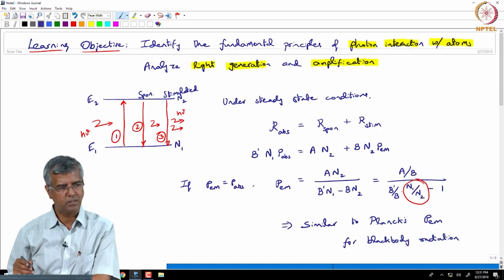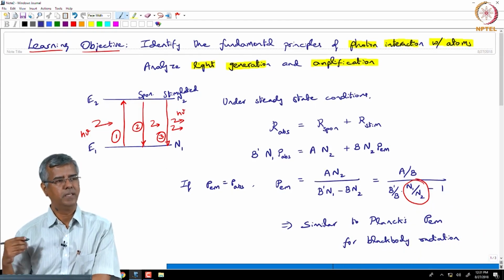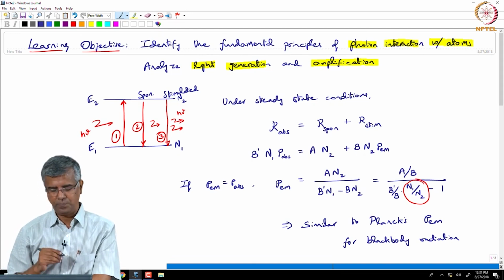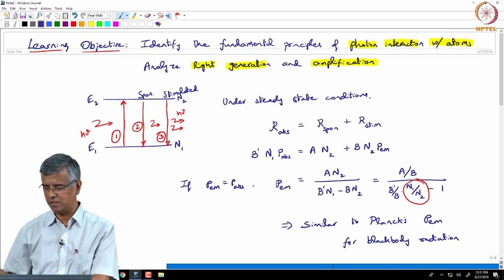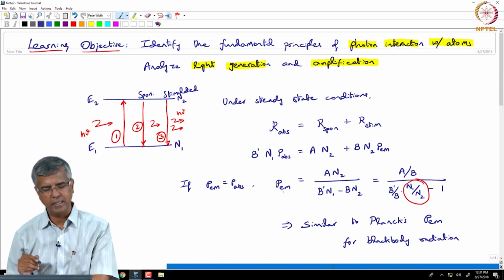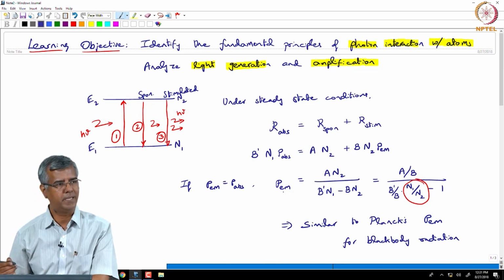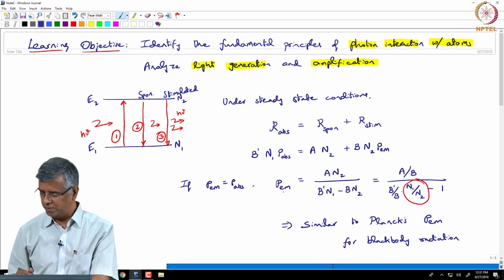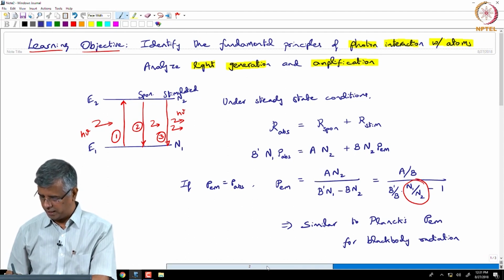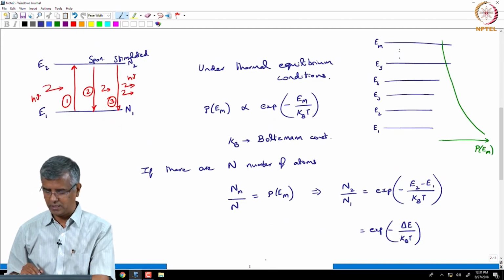We started with just a 2-level system. We tracked all the possible events that can happen: absorption, spontaneous emission, stimulated emission. We were tracking the rates of all of these, and through that we got an expression for the probability density for the emission process. And like we said, Einstein said it's similar to Planck's expression for black body radiation.